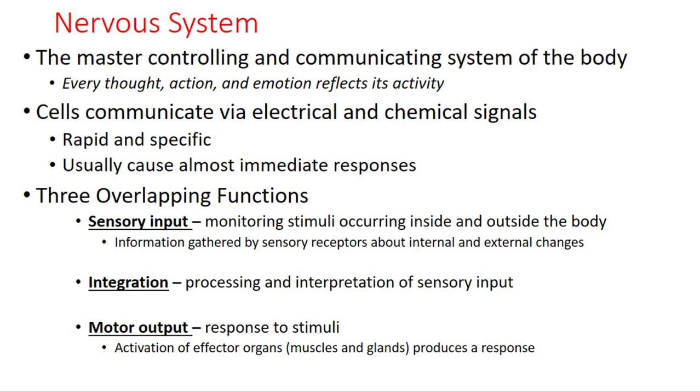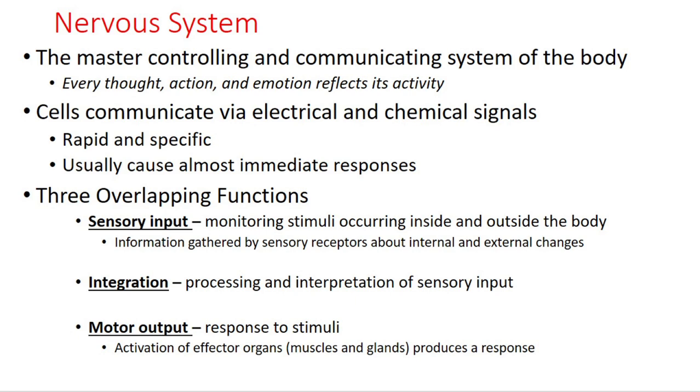The nervous system has three overlapping functions: sensory input, integration, and motor output. Sensory input requires a receptor to send a sensory signal towards the central nervous system, so the brain or spinal cord, for processing. That processing is called integration. That integration will create an output, or a decision will be made, and that output will be communicated to motor neurons, which will send out this output as a response to the stimulus to effector organs.